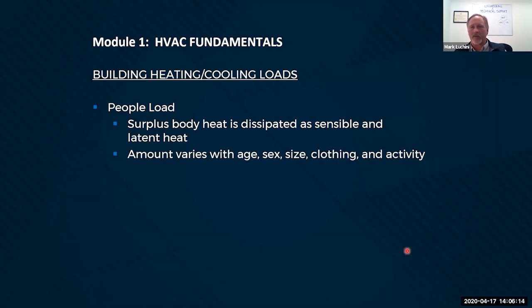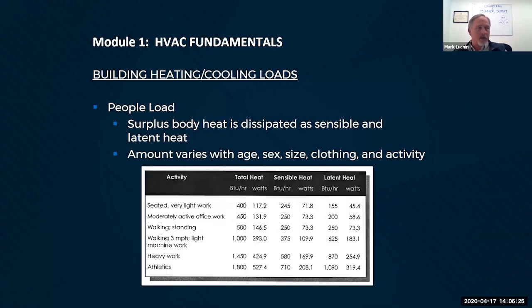Are you sitting in an office, or are you working on an assembly line? Or are you, like I say, working out in the gym? There's a chart that lays out what we give off depending on what we're doing on average. So you can see if I'm sitting in my office right now, I'm not giving off a lot of heat, maybe 400 BTUs per hour. On those rare occasions when I do work out, I might get up to 1,800 BTUs per hour.